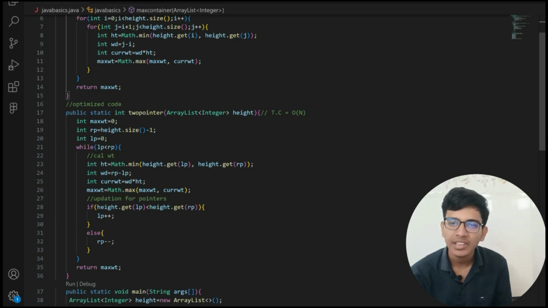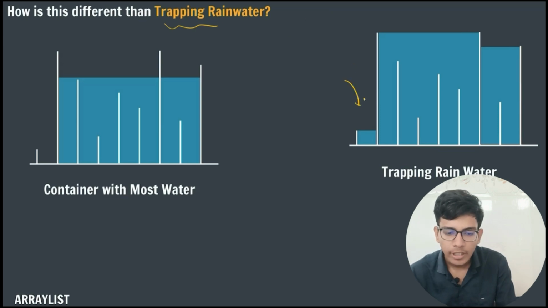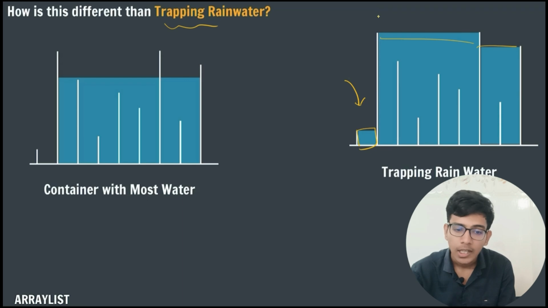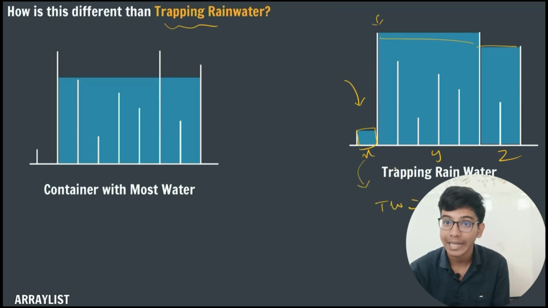So what is the difference between container with most water and trapping water? The only difference is, in trapping water we used to calculate all the water that got trapped between two bars or two buildings, whatever we can say, two lines. So here we are going to calculate all the water, like let us consider x, y, z. So we will calculate the total water that got trapped, that is x plus y plus z. So this thing will give me the total water.